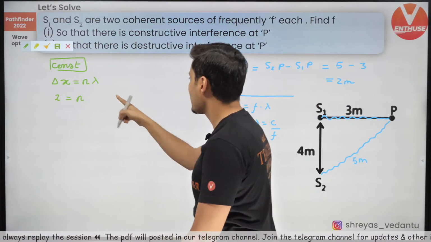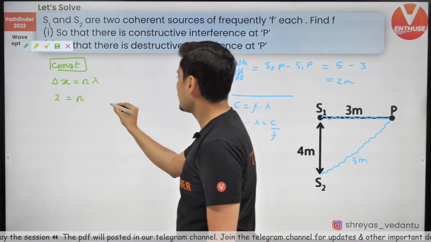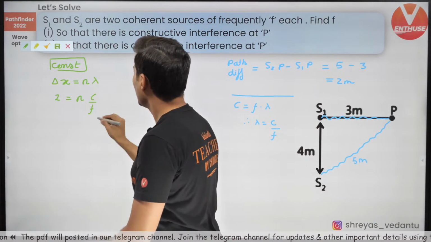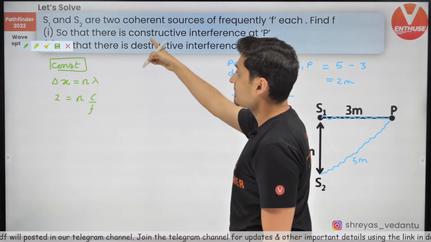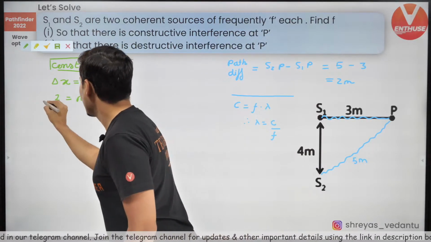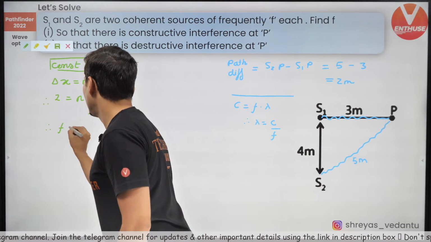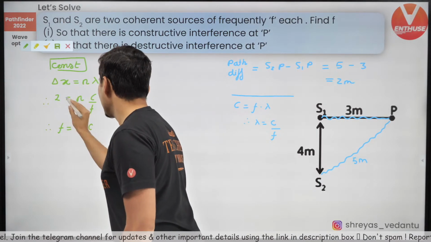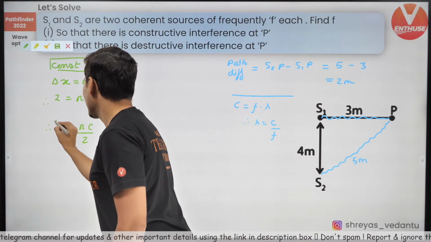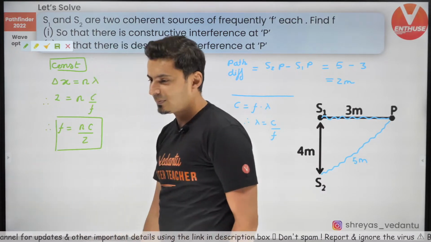N is as it is. What is lambda? Lambda is C by F. So let me just put C by F. But I think we need the frequency, so just shift it around. So F will be N times C divided by 2. That's it. That is our final answer.